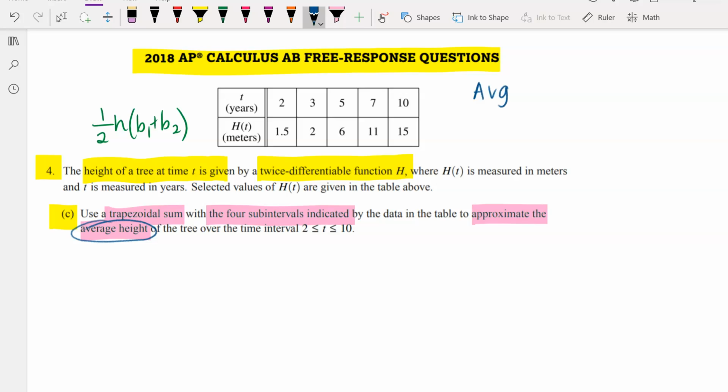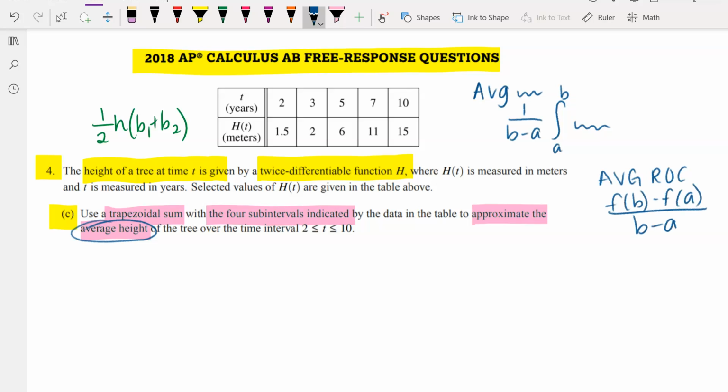So remember, average anything is the formula 1 over b minus a times the definite integral from a to b of whatever that something is. If they say average rate of change, then you're going to use f of b minus f of a all over b minus a. So in this question we're asked for average height, so we're going to use this formula. And we're going to do this over the interval from 2 to 10.